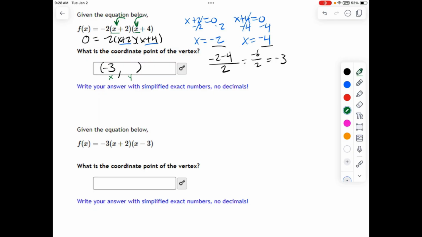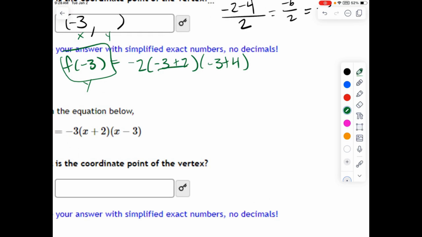Alright, so let's plug x in. So we have f of negative 3. Now this notation just means that it essentially is saying what's the y value when x is negative 3, right? So don't worry too much. This is literally a fancy way to say y right there. So y equals negative 2 times, plug in x, negative 3 plus 2, parentheses, negative 3 plus 4. And just simplify from there. Negative 3 plus 2, negative 1.